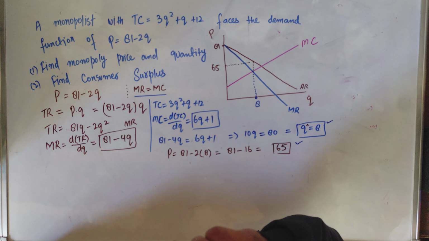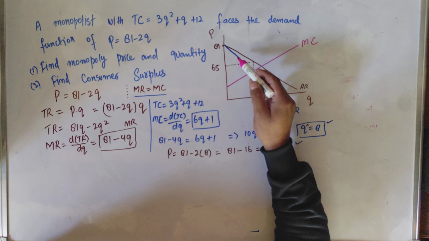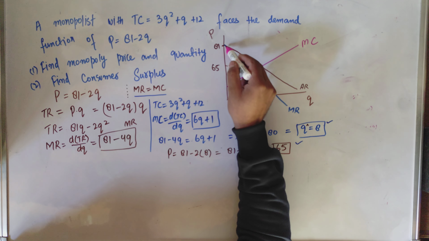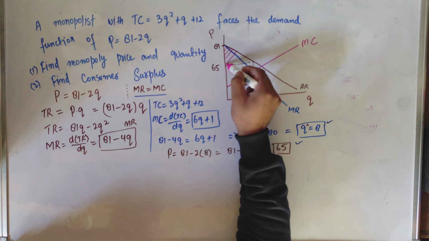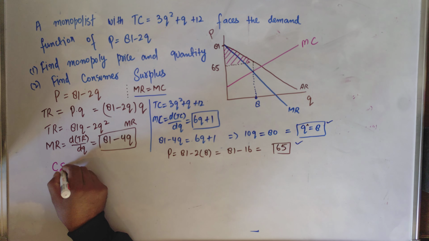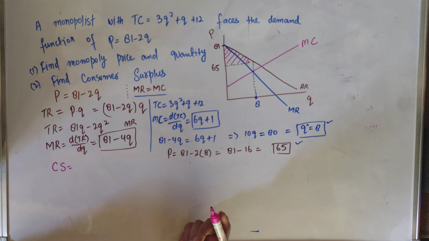So the area which is above the market price and below the demand curve gives us the consumer surplus. So the area of this very region gives us the consumer surplus. So consumer surplus will be equal to, this is what we call a right angled triangle.